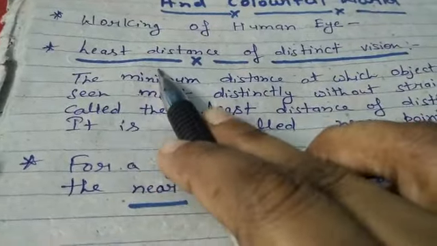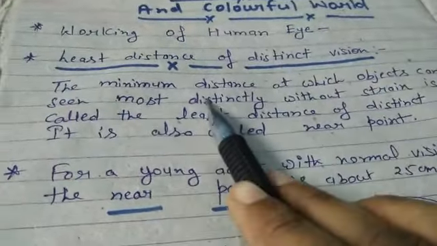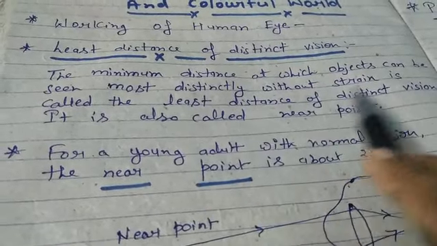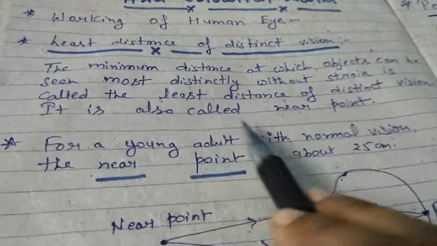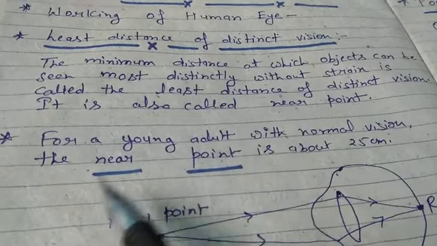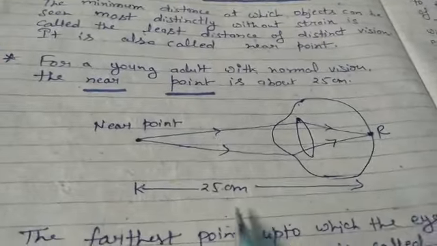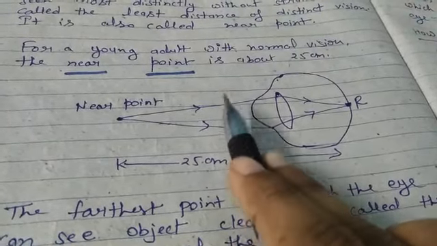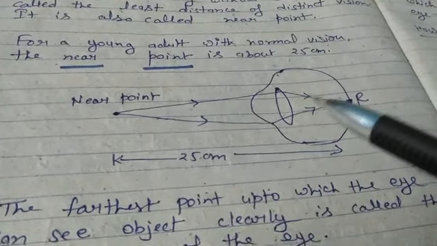Here we have least distance of distinct vision. So what is this? The minimum distance at which objects can be seen most distinctly without strain is called the least distance of distinct vision, and it is also called near point. So for a young adult person, the near point is about 25 centimeter. That means you can see here with the help of the diagram, and if we put any object here, then we are not able to see that object properly.